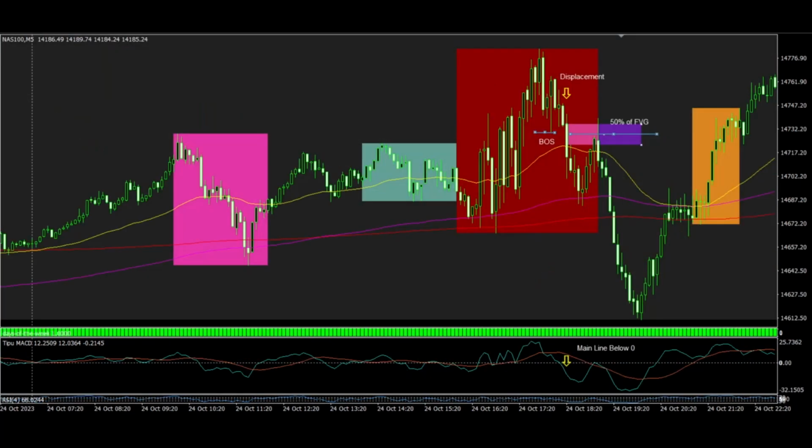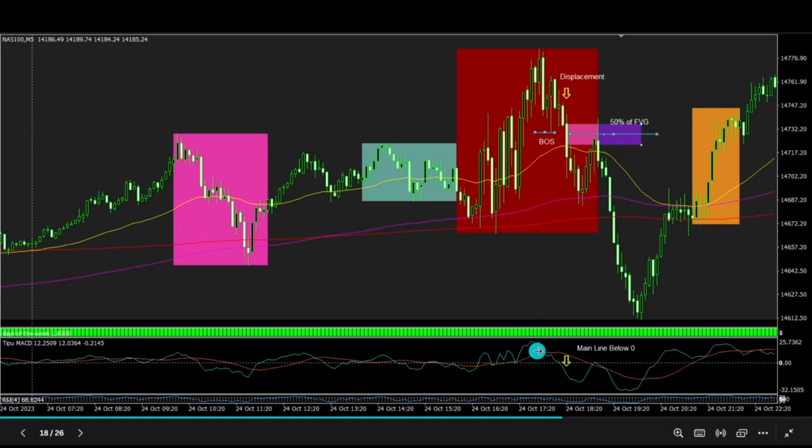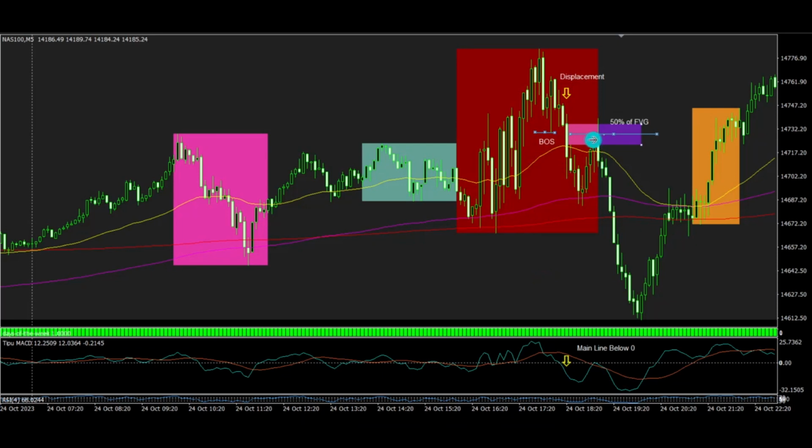Here is another displacement that is confirmed by the main line crossing the signal line and going below the zero line. This is true displacement. And as price retraces into this fair value gap, we can see a possible entry on the 50% of the fair value gap.